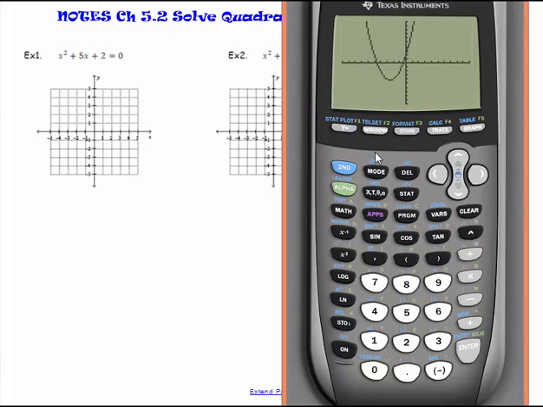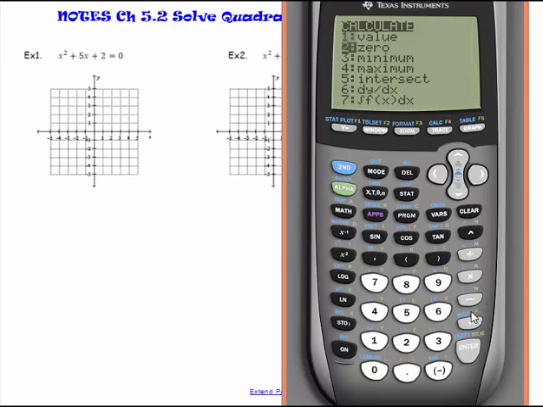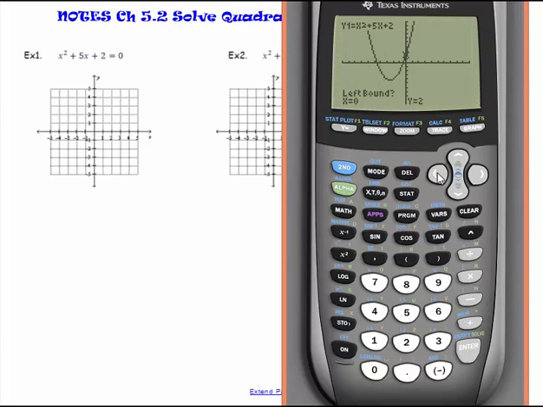And to find these, we have to do our process 2 different times. So we're going to go second trace and choose 0. And what you want to do is get close to one of your zeros, okay? And then we want to go just a little bit to the left of that 0. So press your left arrow, go a little bit to the left of this spot on our graph where we're going through the x-axis, press enter. Then we want to go to the right, just enough so that we're past the x-axis, okay?